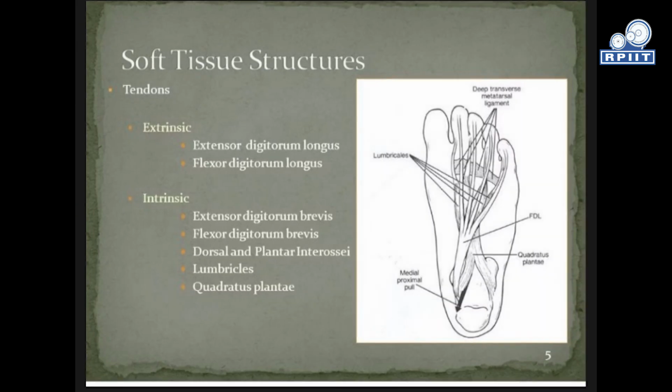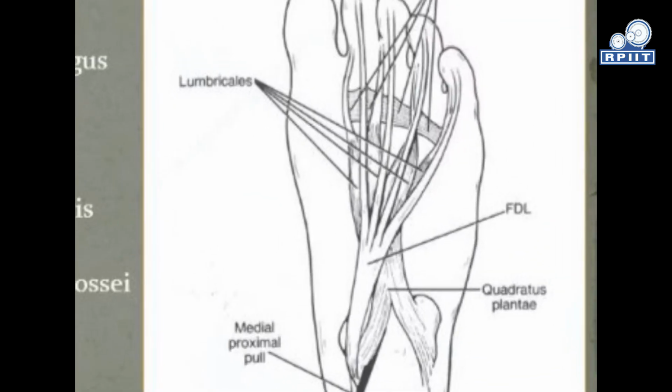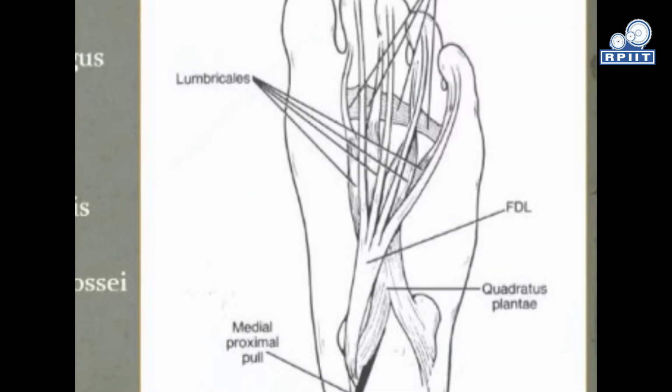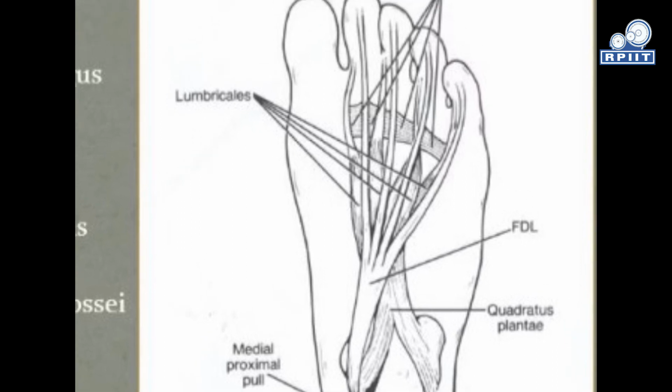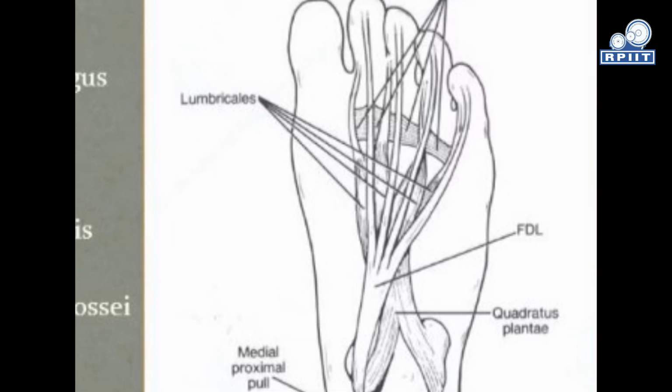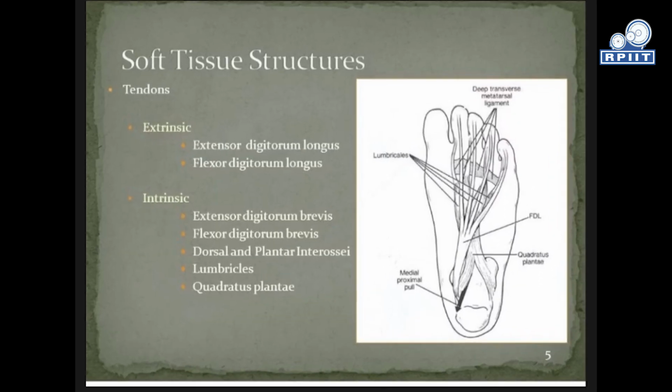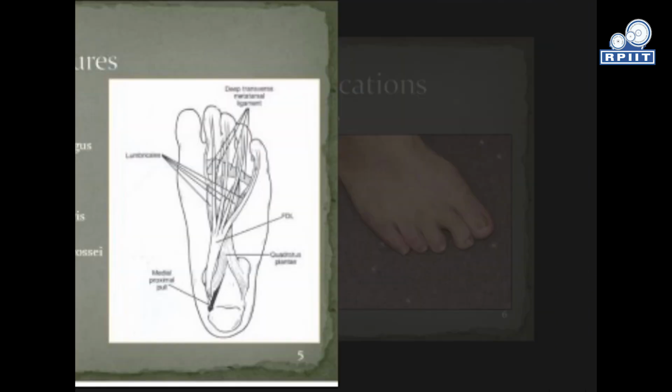In the soft tissue structure, like tendons, there are two types of muscle. First is the extrinsic muscle and second is the intrinsic muscles. In the extrinsic muscle, flexor digitorum longus, you can see here, there are four tendons that supply the second, third, fourth and fifth metatarsal. And the intrinsic muscles are extensor digitorum brevis, flexor digitorum brevis, dorsal and plantar interossei and the lumbrical muscles.